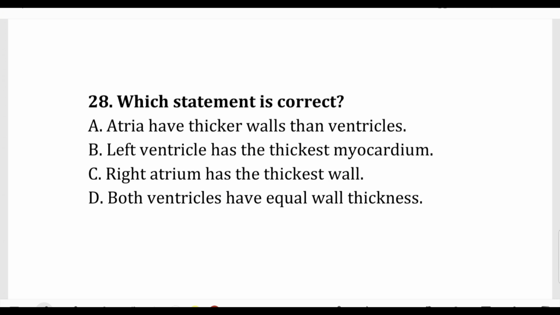Question number 28. Which statement is correct? A. Atria have thicker walls than ventricles. B. Left ventricle has the thickest myocardium. C. Right atrium has the thickest wall. D. Both ventricles have equal wall thickness. So the answer is B. Left ventricle has the thickest myocardium. And the order of thickness is left ventricle highest thickness, right ventricle lower than that, and right auricle and left auricle, they have the same thickness but less than the ventricles.